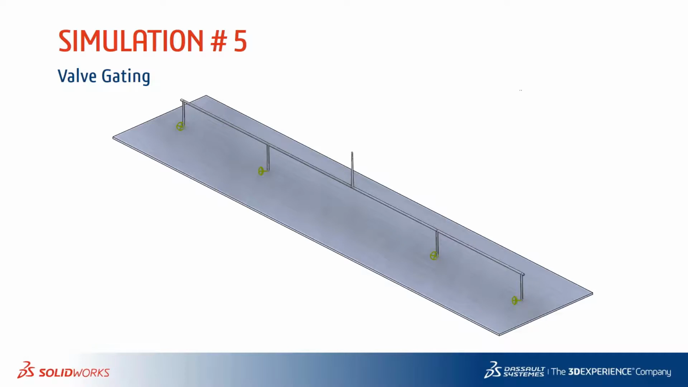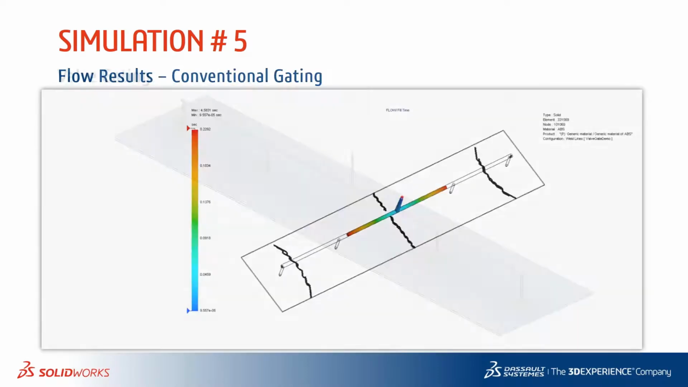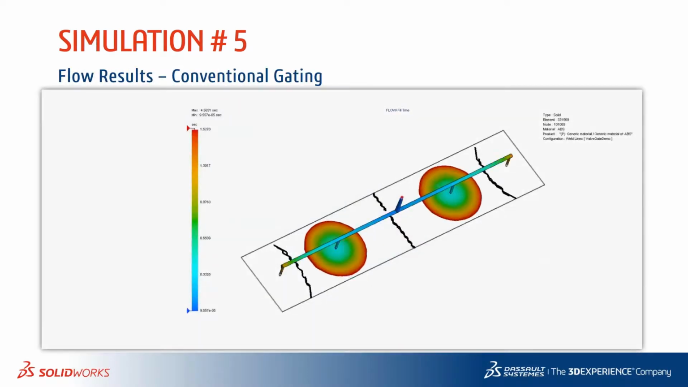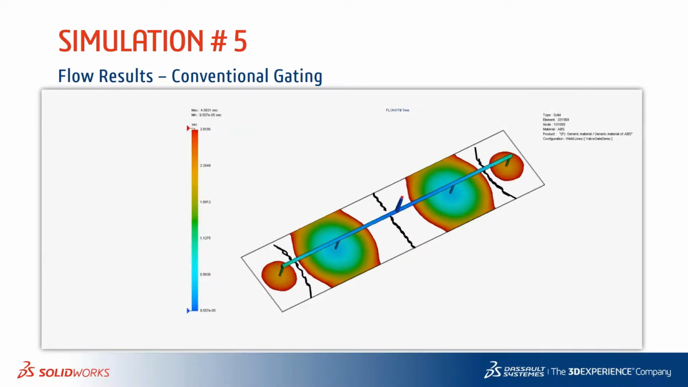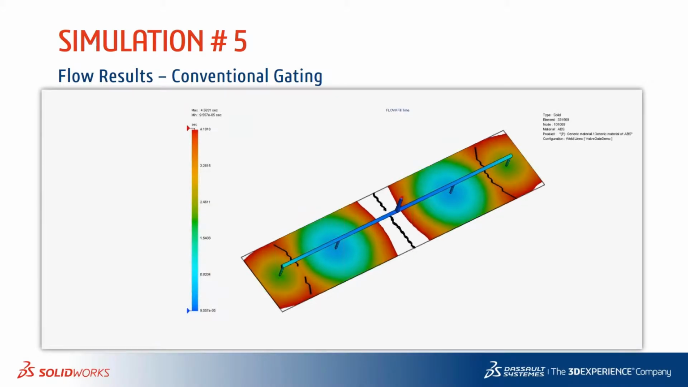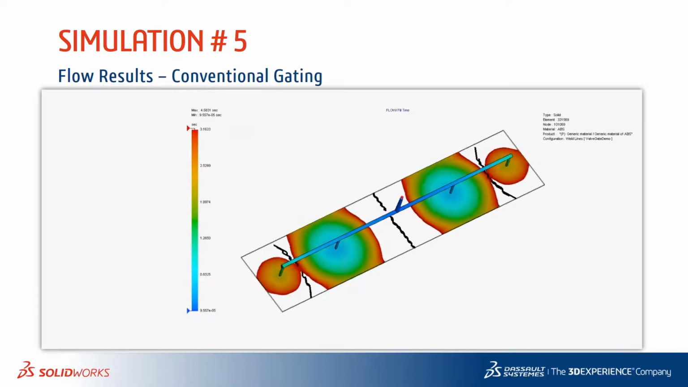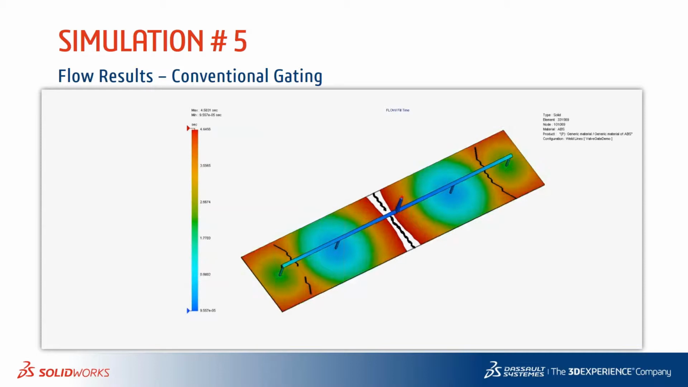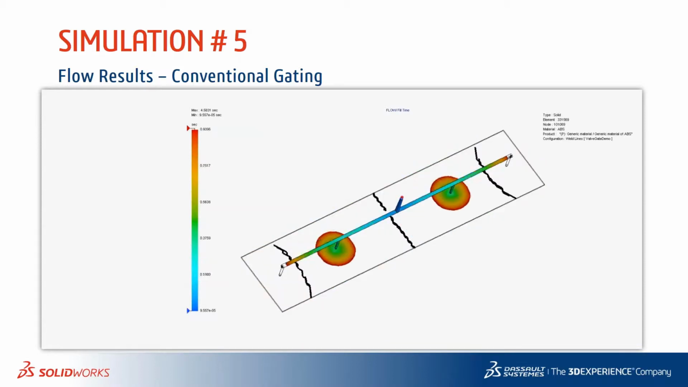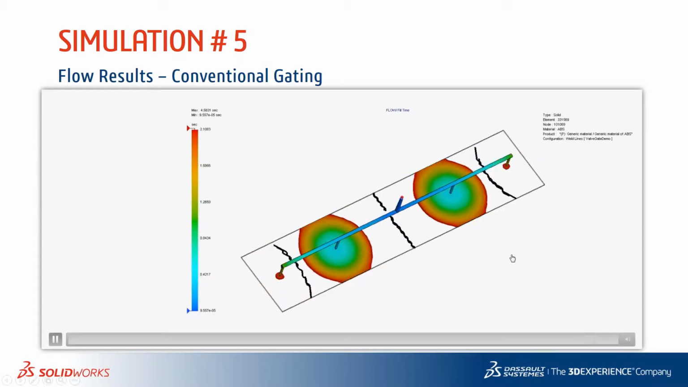So in order to fill this part in a more amicable way, or be able to reduce your injection pressures, the natural way of looking at it is to add more gates. And so when we do conventional gating, you can see that it gets the job done. The injection pressures can be a lot lower, but the ramification is that it creates a lot of these weld lines, as shown here by these black lines.